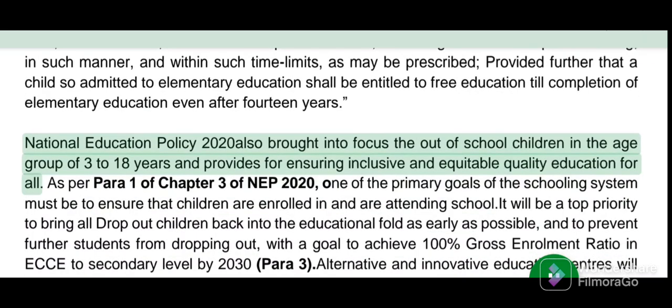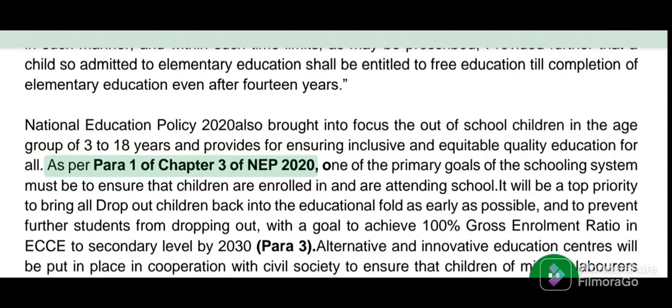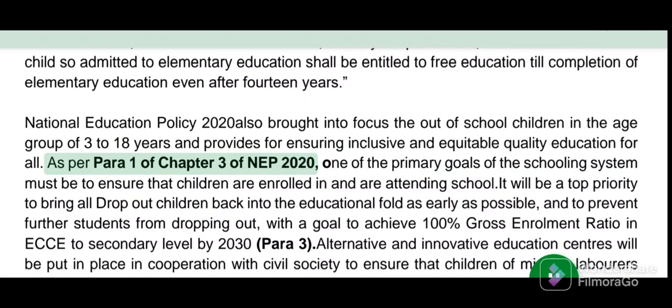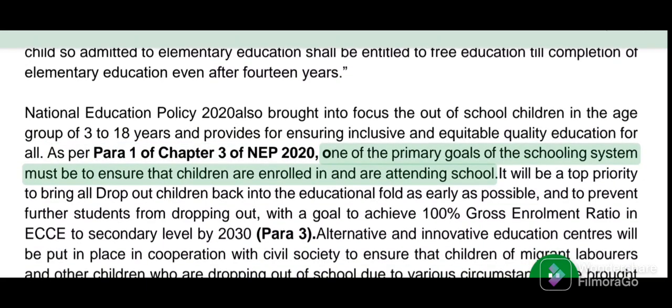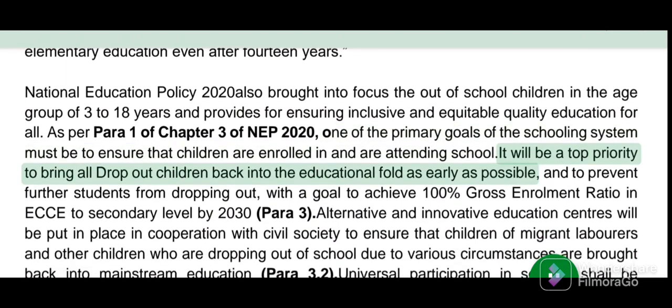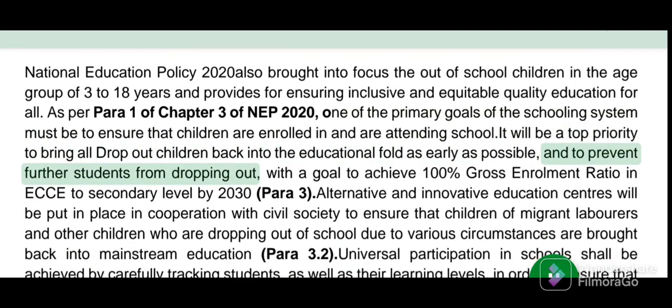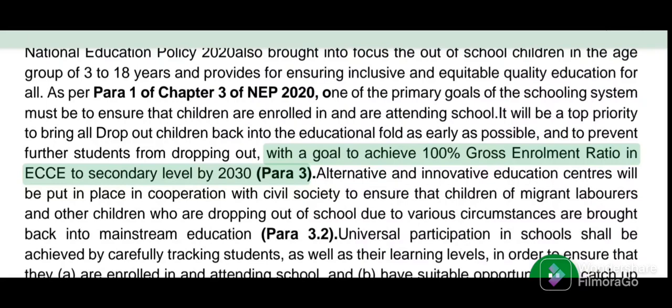National Education Policy 2020 also brought into focus the out-of-school children in the age group of 3 to 18 years and provides for ensuring inclusive and equitable quality education for all. As per Para 3.1 of Chapter 3 of NEP 2020, one of the primary goals of the schooling system must be to ensure that children are enrolled in and are attending school. It will be a top priority to bring all dropout children back into the educational fold as early as possible, and to prevent further students from dropping out, with a goal to achieve 100% gross enrollment ratio in school education from preschool to secondary level by 2030.